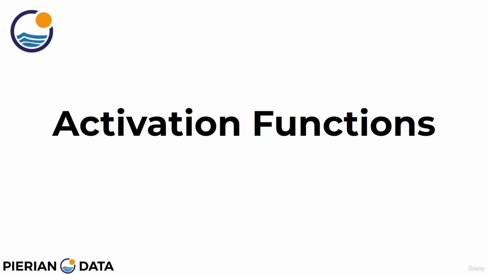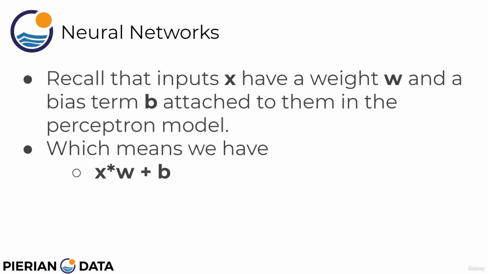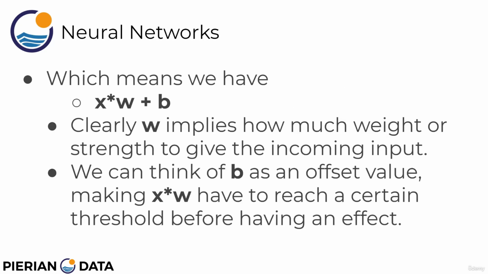Welcome back everyone to this lecture on activation functions. So recall from our neural network models that inputs X have a weight assigned to them, W, and then we also add in a bias term attached to them in that perceptron or neuron model, which means as a formula we have the input X times W plus B.